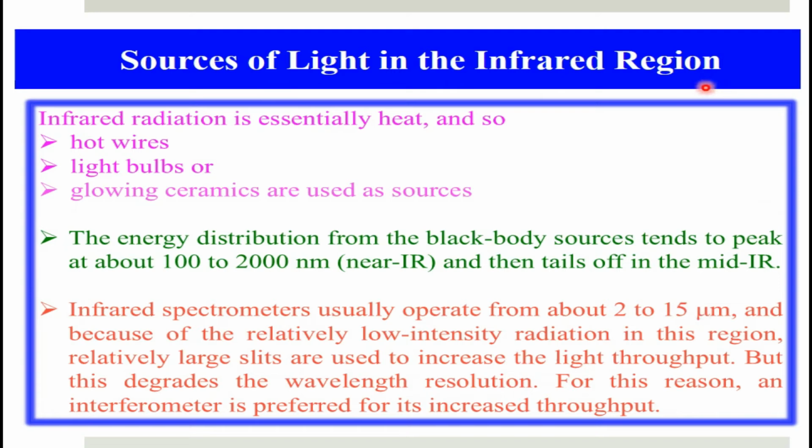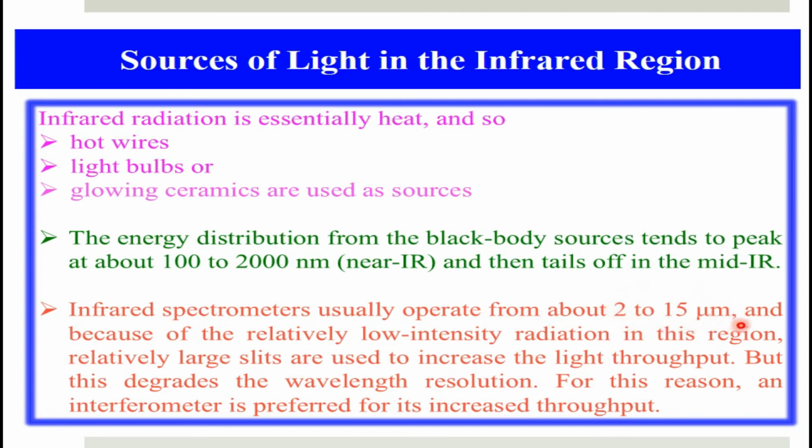Now we have sources of light in the infrared region. As infrared radiation is essentially heat, we can use hot wires, light bulbs, or glowing ceramics as sources. The energy distribution from a black body source tends to peak at about 1000 to 2000 nanometers, which is near infrared, and then tails off in the mid IR. So we would use a black body source, which will emit radiation in the near infrared and then tail off in the mid IR. Infrared spectrometers usually operate from about 2 to 1500 micrometers.